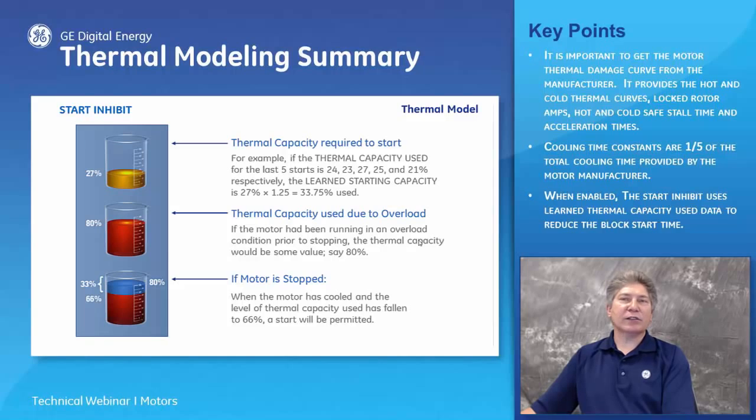The relay will review the last 5 starts and take the highest thermal capacity used value and add a 25% buffer to the number. In this example, the highest value was 27% times 1.25 equals 33.75, or 34% thermal capacity used. Now, if the motor trips offline with 100% thermal capacity used, the thermal capacity will start to decay. When the thermal capacity used value reaches 66%, that is 100% minus 34, then the motor start block is removed and the motor can be restarted. Using the start inhibit feature decreases the amount of time you have to wait before the motor can be restarted.